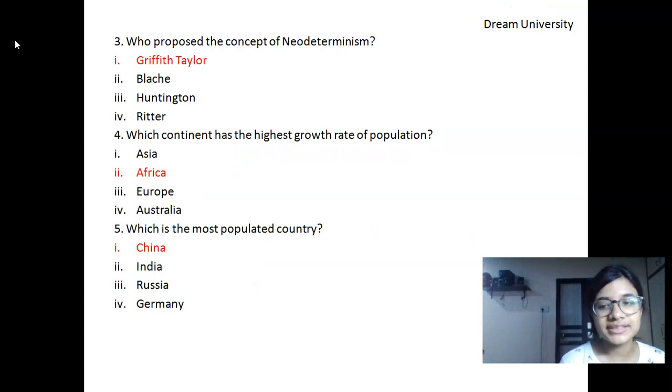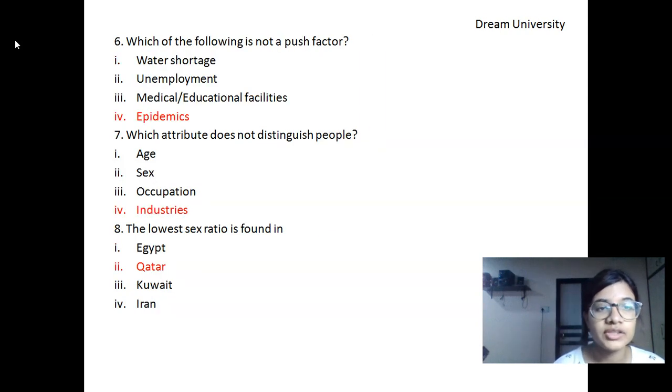Then we discussed this in the very first chapter, like who proposed the concept of neo-determinism? It is Griffith Taylor. Then which continent has the highest growth rate of population? It is Africa. Then which is the most populated country? It is China, of course, followed by India. Then which of the following is not a push factor? Epidemics. Then which attribute does not distinguish people? It is obviously going to be industries because we distinguish people on the basis of their age, sex, and occupation.